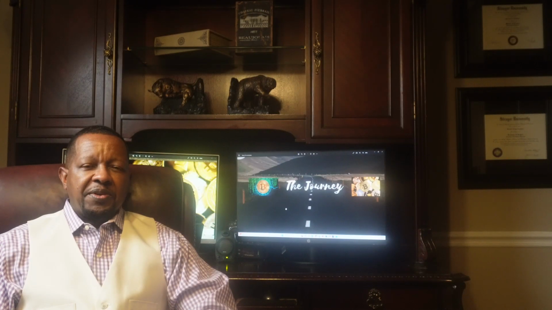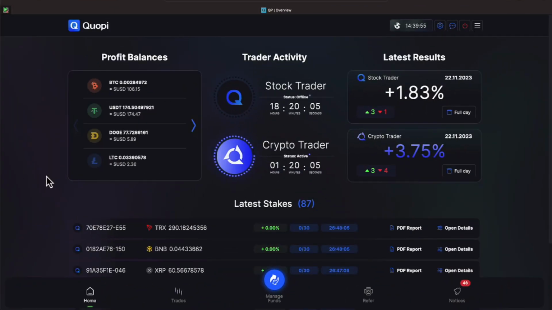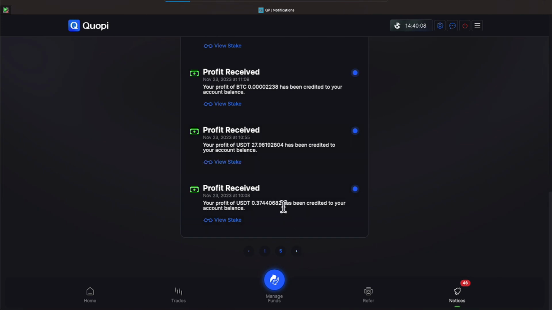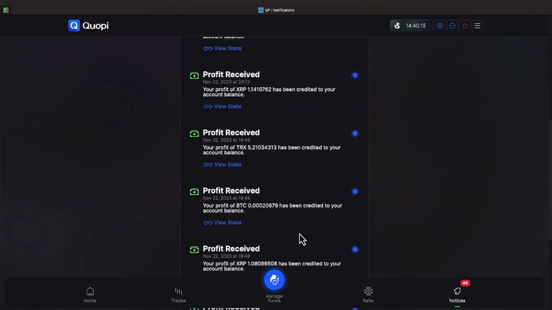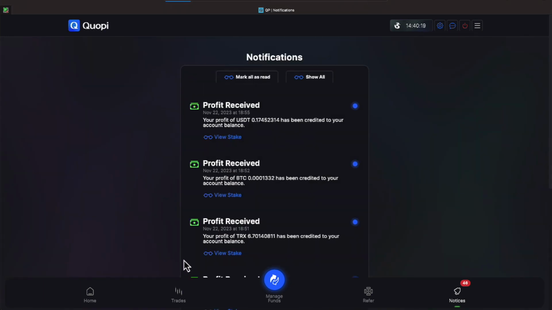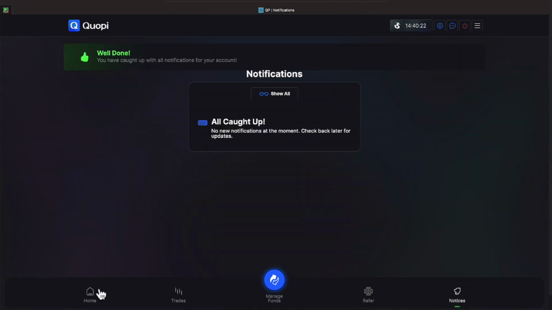Let's log on to the computer and see the results. Okay, everyone, we are over here on our Quopi platform. Today is Thursday, November the 23rd. We'll take a quick look. We have 46 notices, everyone. Let's clear these notices out. Profits received. We have five pages. Page one, page two, page three, page four, and page five are all profits received. Let's mark those as read. And those notices now disappear.